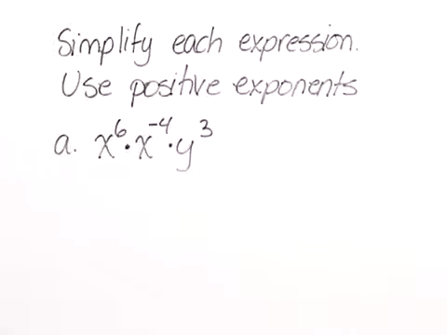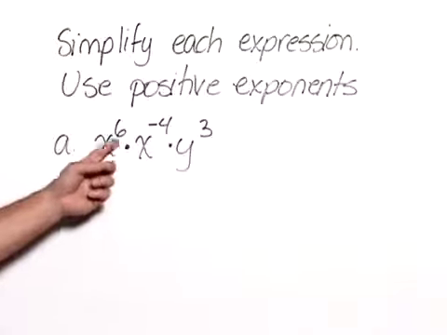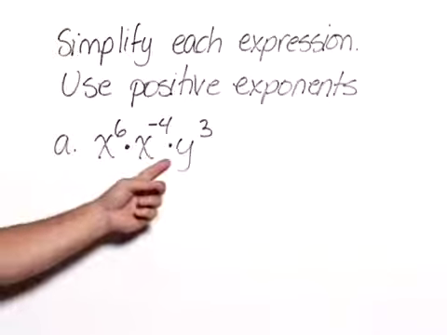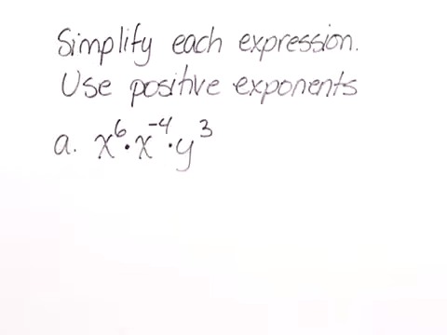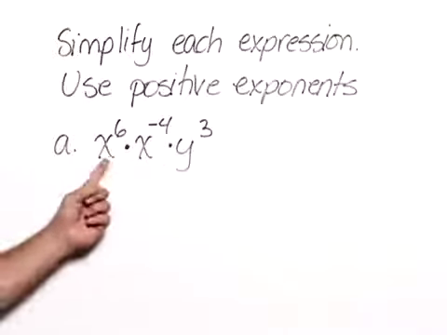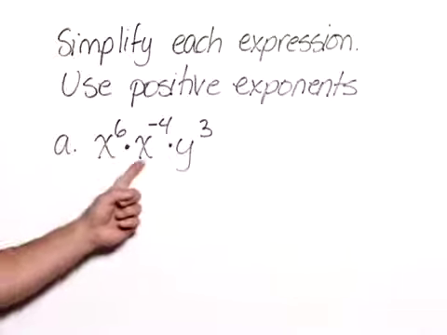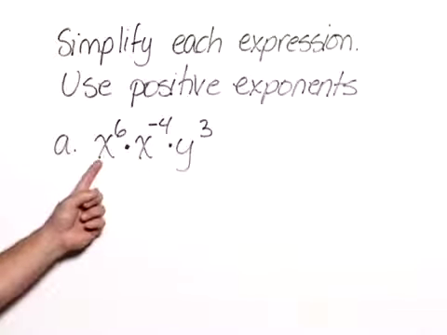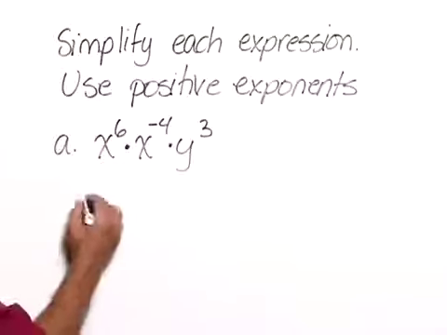Simplify each expression, use positive exponents. For part A, x to the 6th times x to the negative 4 times y cubed. In this case, we're going to use the rule that says when we're multiplying two exponential expressions that have the same base, in this case x, we add together their powers.